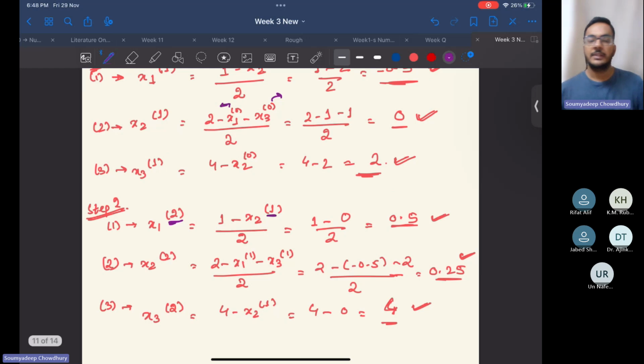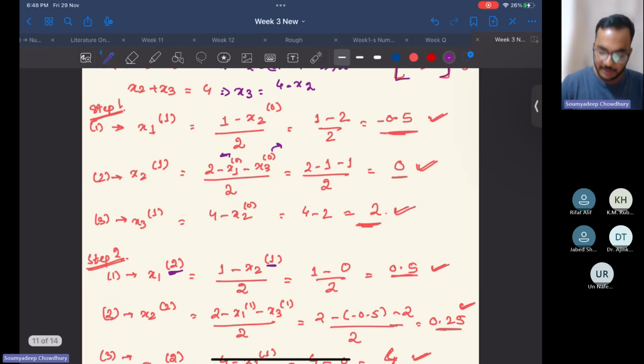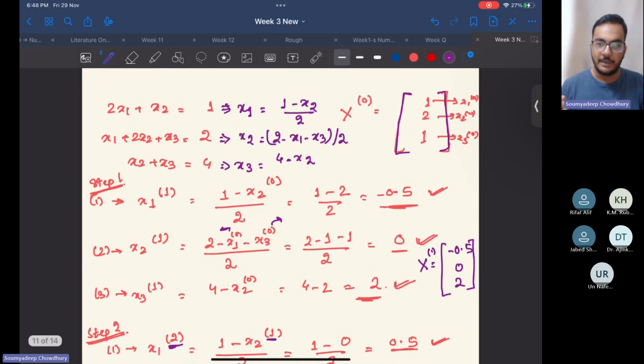Now the question arises, what is the stopping criterion? Up to how many steps will we do, and how do we know what is the exact solution? After every step, say after step 1, we have got the x matrix as x of 1: minus 0.5, 0 and 2. Once we have got that, the value of the x matrix at the previous step was 1, 2 and 1.